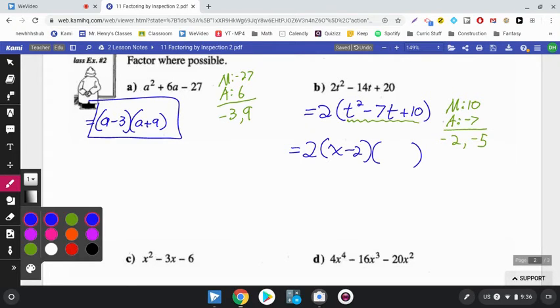2, x minus 2, x minus 5. If I were to multiply this out, I would get 2t squared minus 14t plus 20. They're the same thing. I've just written it back in the convenient way. So this one would have 3 factors. It has a factor of 2, a factor of x minus 2, and a factor of x minus 5. Okay, all together, that is the factored version of what I started with.